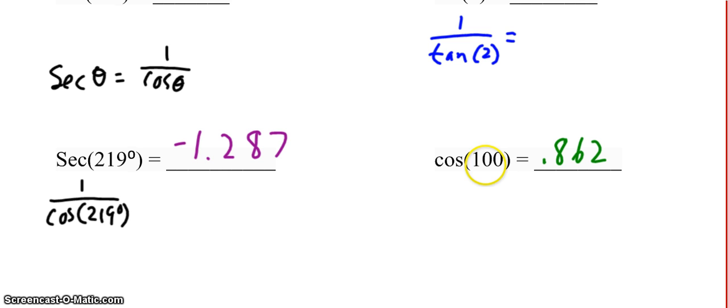Then over here, I need to have my mode in radians again. Just because it's 100, that seems really big. Maybe it's a degree. It's not, because there's no degree symbol, so I have to assume it's radians. So I change my mode to radians, type in cosine 100, and I get 0.862. Okay, that's evaluating trig functions on the calculator.